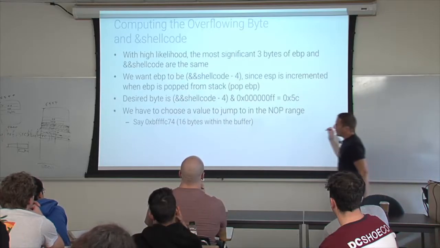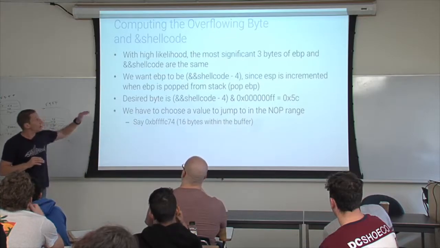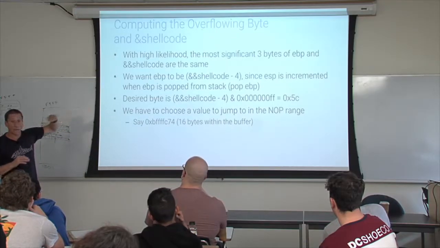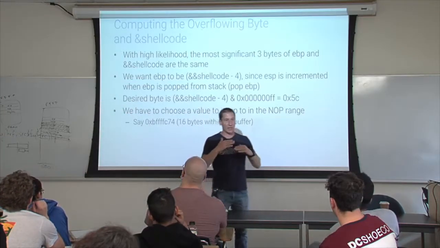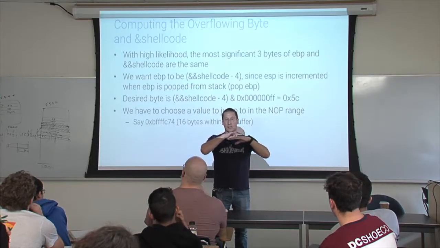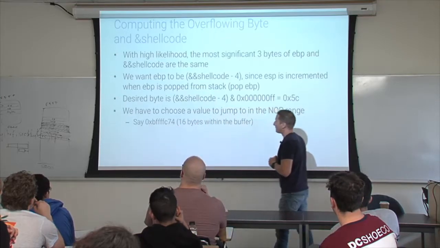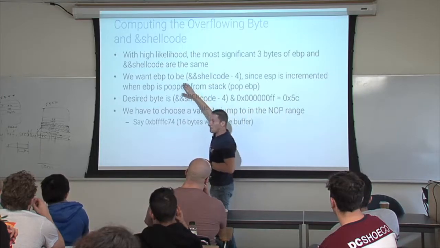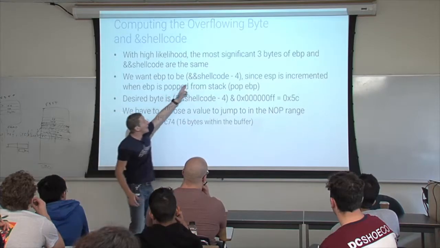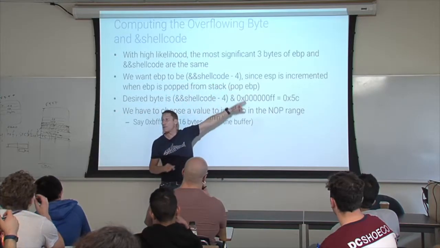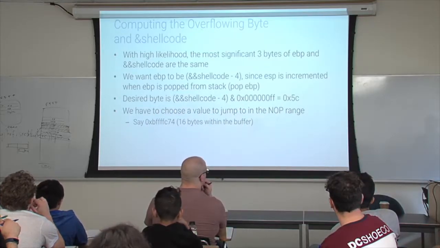So now there is one aspect that is interesting: with high likelihood, the most significant 3 bytes of EBP and the address of the shellcode are the same because they're very close to each other. They're probably within 256 of each other. So let's assume that just for simplification, okay? So we want the EBP that we're going to transform and control to be the address of the shellcode minus 4.